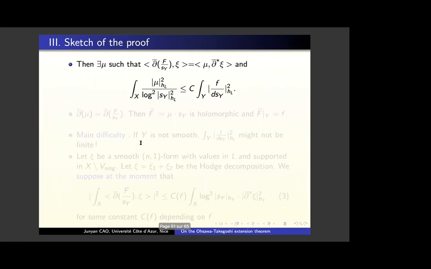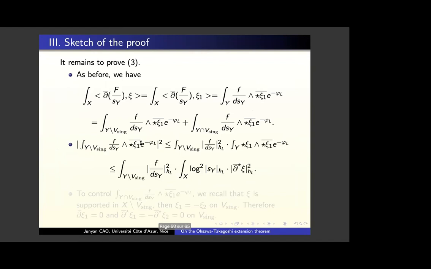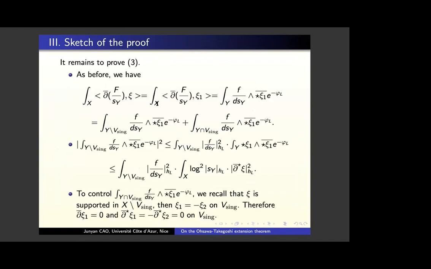So the proof is as follows. As we explained before, this product is equal to the integral of this quotient wedge star C1 over Y. Now we split this integral into two parts. One part is the integral outside the V singular. Another term is close to the singular locus of Y. As we explained before, since Y is smooth on this part, we can control it as in the case when Y is smooth.